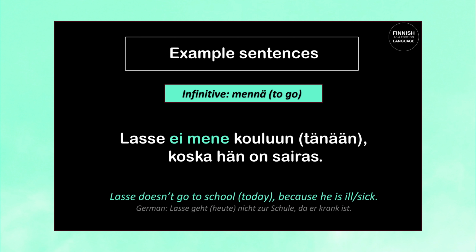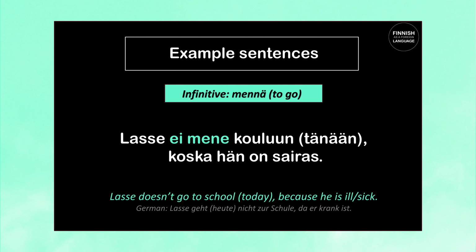So Lasse ei mene means Lasse doesn't go. It's the third person singular negative present tense of the verb mennä, which means to go. Then we have kouluun, which is the elative case of the noun koulu, which means school. Here we need the elative case because we want to express where to is Lasse not going. He's not going to school. That's why we use the elative case here. Koska means because, and then hän on sairas, which means he's sick. So let's repeat. Lasse ei mene kouluun, koska hän on sairas. Lasse doesn't go to school because he's sick.